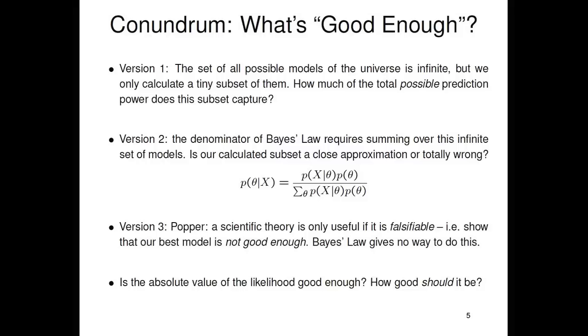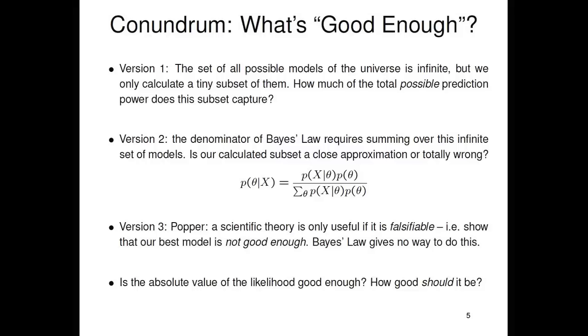So this relates to the question that you asked in the following sense. Out of all of the possible models of the universe that we would use to try to explain different experimental results, clearly we are only going to compute some tiny subset of them. And you could ask the question, how much of the total possible prediction power of all of the possible models does that tiny little subset capture? Another way of saying that is we're actually calculating that tiny subset here in the denominator as a proxy if you were going to actually try to calculate the posterior probability of a particular model.